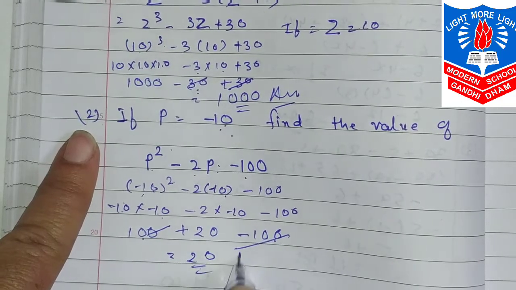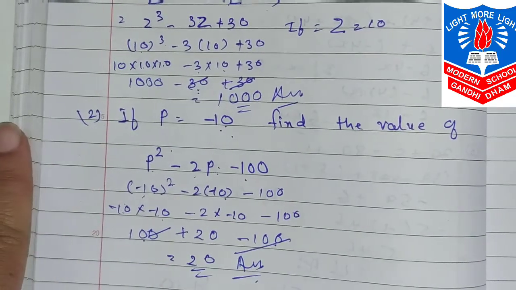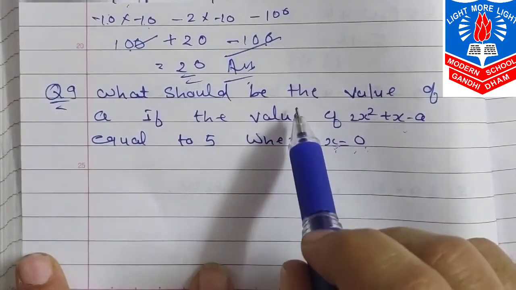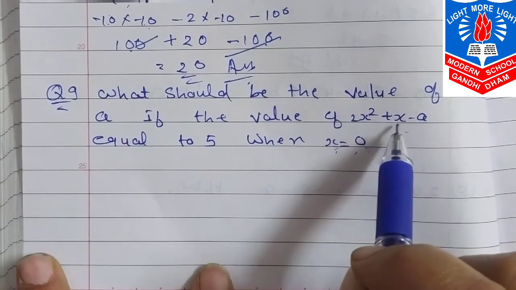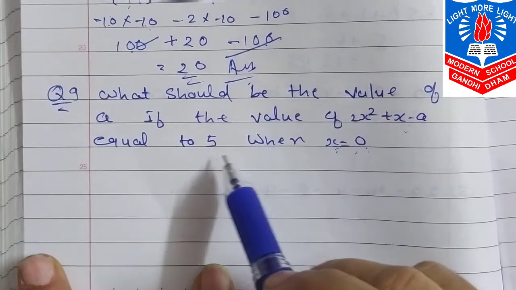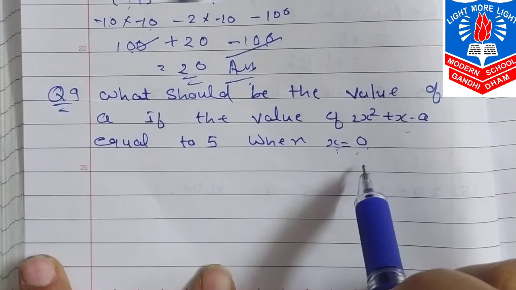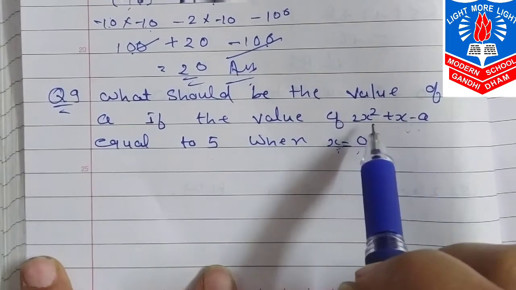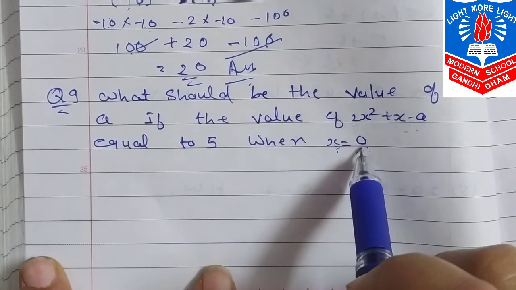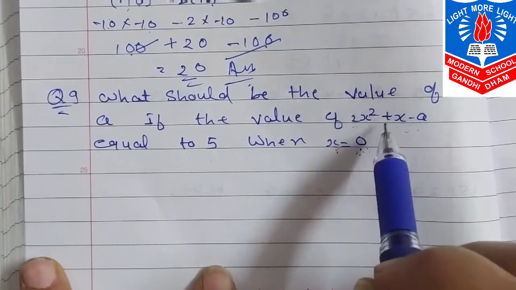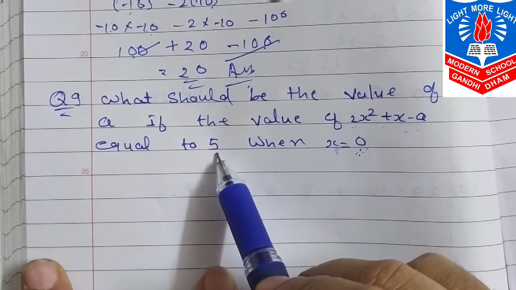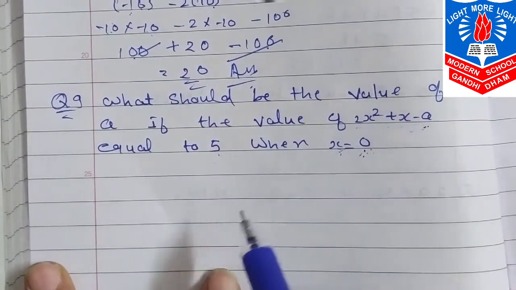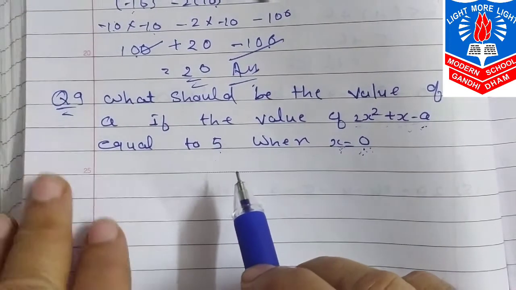So the answer is 20. Number 9, what should be the value of a if the value of 2x square plus x minus a is equal to 5 when x is equal to 0? It means that in this expression the value of x is 0. When the value of x is 0, the value of the whole expression is 5. At that time we will find the value of a. So we solve it.